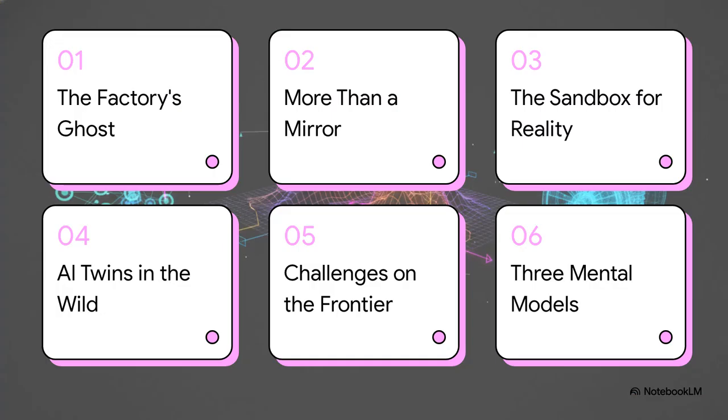So to figure that out, here's our roadmap. First, we'll talk about the ghost in the machine, that hidden complexity that makes modern manufacturing so tough. Then we're going to build a digital twin from the ground up, layer by layer, and see how it becomes this sandbox for reality. After that, we'll look at some real-world examples, the big challenges still out there, and then we'll wrap it all up with 3 powerful mental models you can take with you.